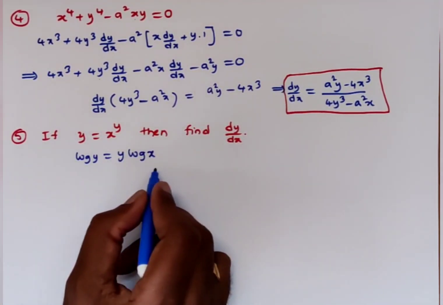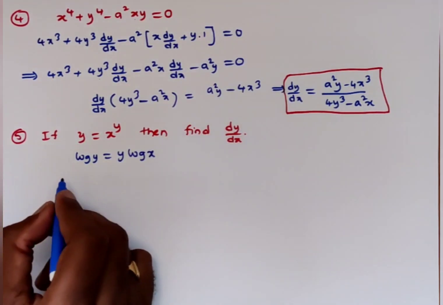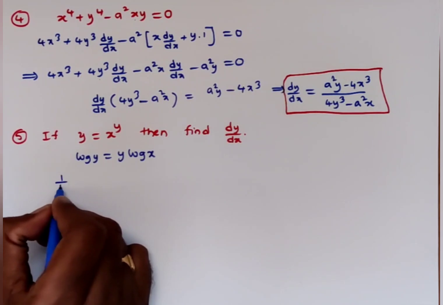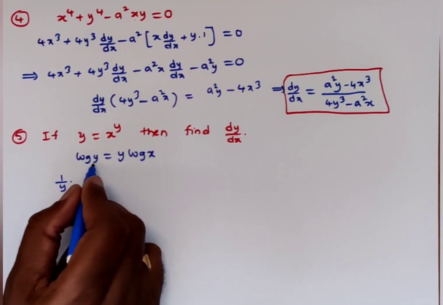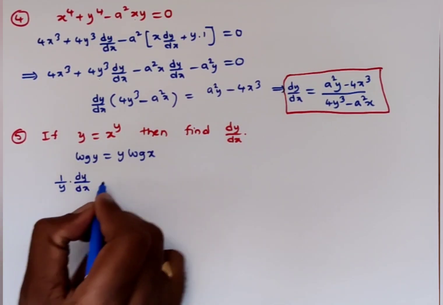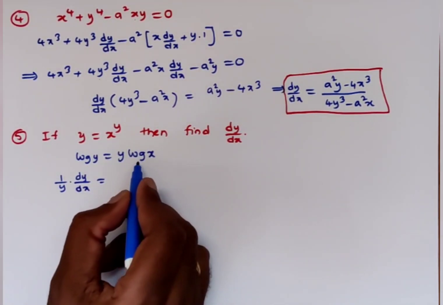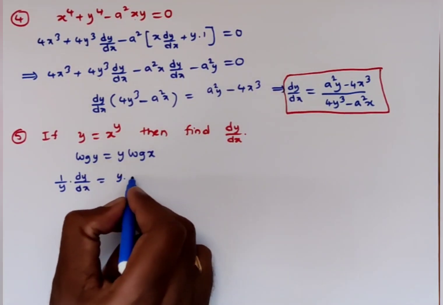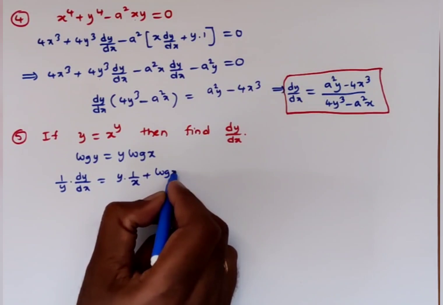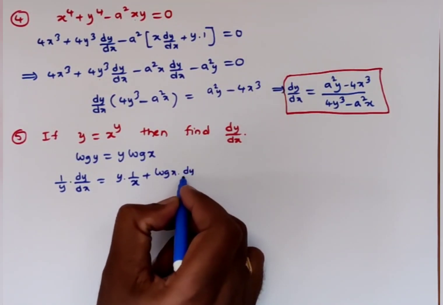Now apply the derivative on both sides with respect to x. So the derivative of log y is 1 by y into, here you need to treat y as a function of x, so that it is dy by dx. Here it is u into v form. So y into derivative of log x is 1 by x plus log x into derivative of y is dy by dx.